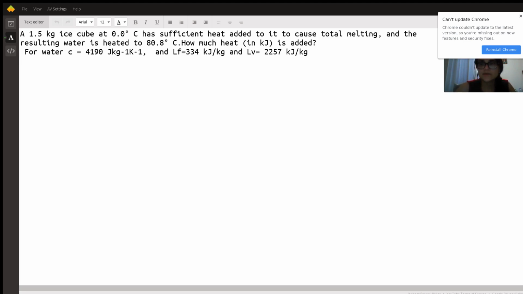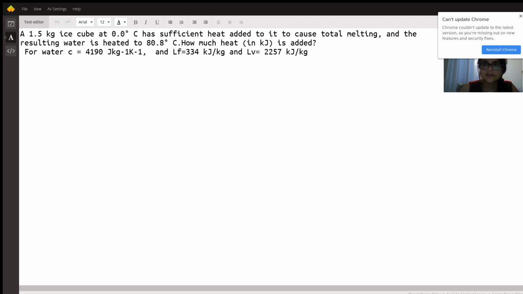For water, the specific heat, or C, is 4,190 joules per kilogram per Kelvin, and latent heat of fusion, or LF, is 334 kilojoules per kilogram, and latent heat of vaporization, or LV, is 2,257 kilojoules per kilogram. So in this case, let's take a look at what we have going on.